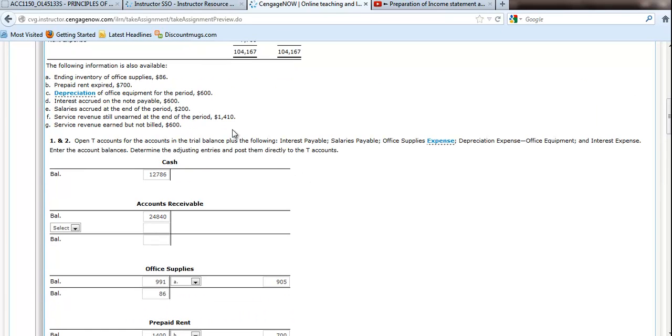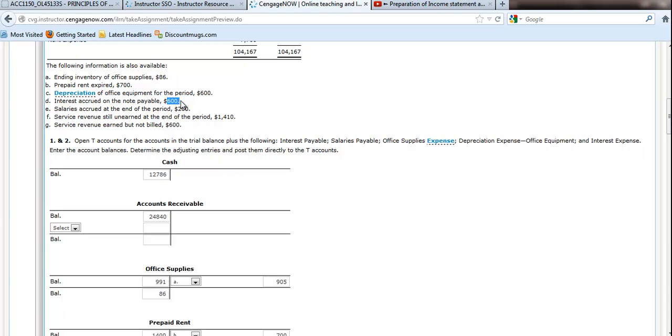So that's C. D, interest accrued on the note payable, $600. Okay, so I have to think of what's happening in this scenario. Interest is accruing, so there's no cash or anything involved. And keep in mind, with adjusting entries, you never adjust the cash account. Okay, so interest accrued on the note payable, $600.